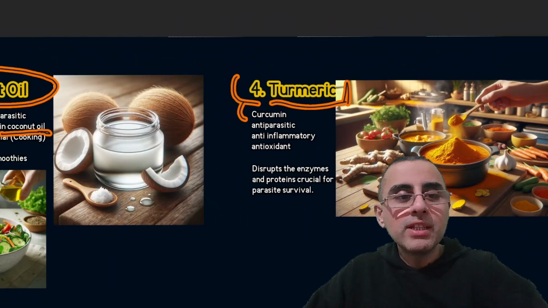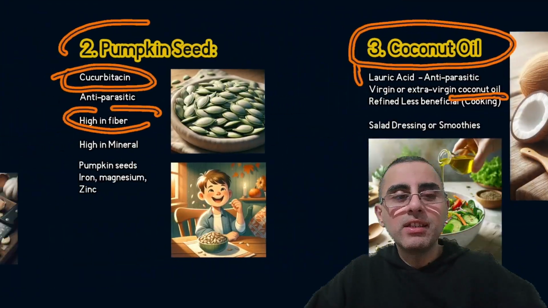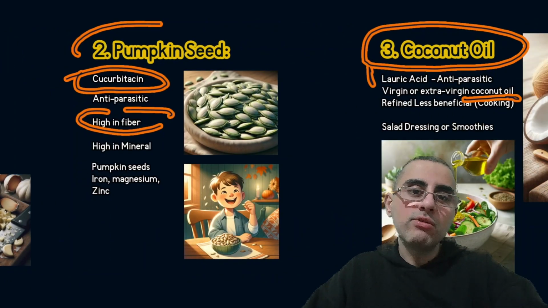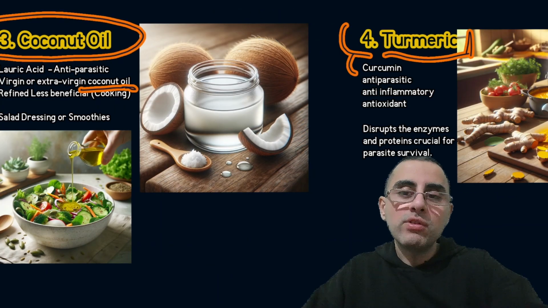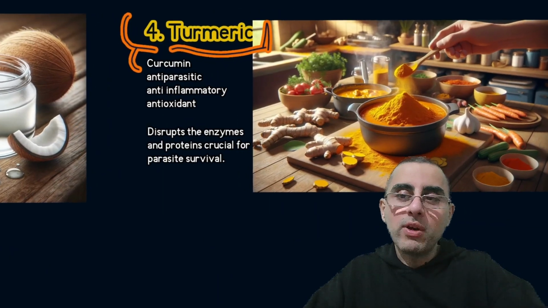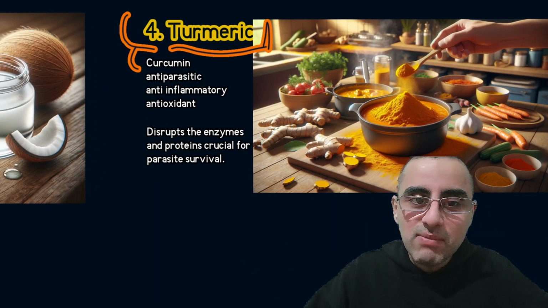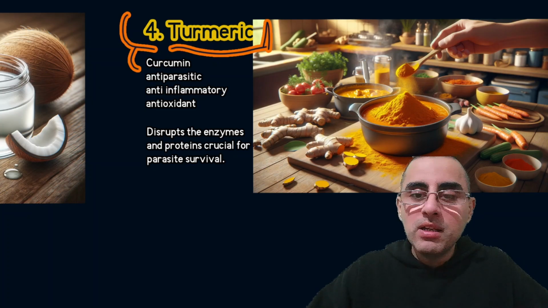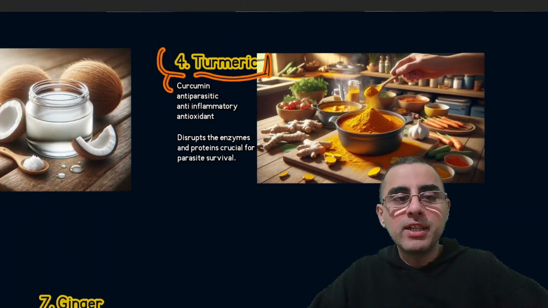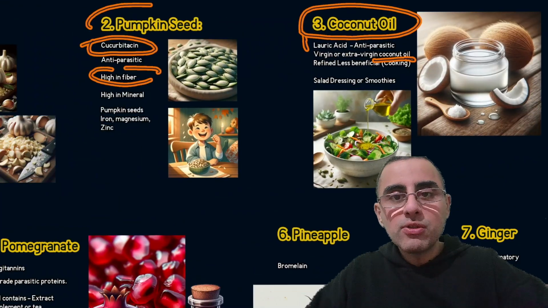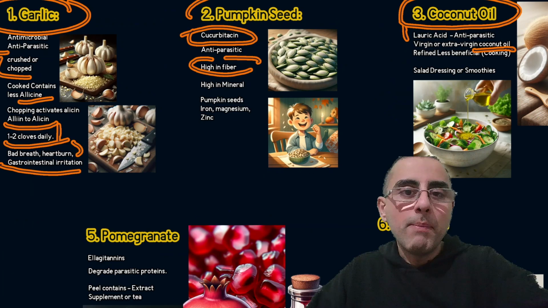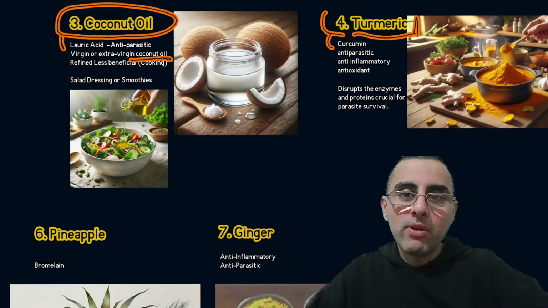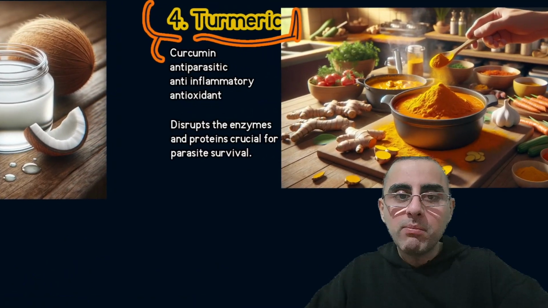But we should note that studies are mixed. Studies are not conclusive about these foods. Historically they were used as antiparasitic foods, but evidence is not strong. And if we're talking about evidence-based medicine, there is no strong evidence which says that they are strong antiparasitics. Especially that's true about coconut oil or turmeric, but in the case of garlic and pumpkin seeds, there is stronger evidence that they really are antiparasitic.